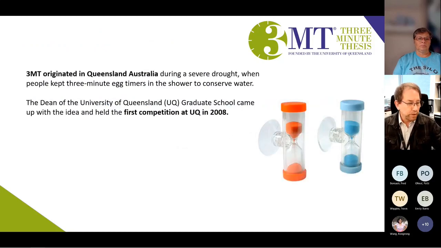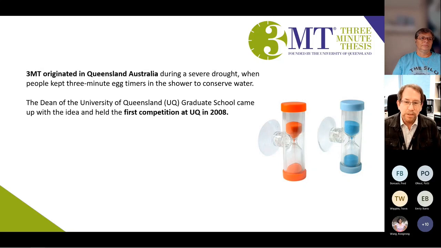And so just as a bit of history, this competition arose in a place in Australia called Queensland, and they're subject to, now and again, some severe drought. So many people in Queensland, Australia, have these 3-minute egg timers in their showers. The idea is that you would shower, and when the sand runs out, you have to turn off the water to conserve the water during these droughts.